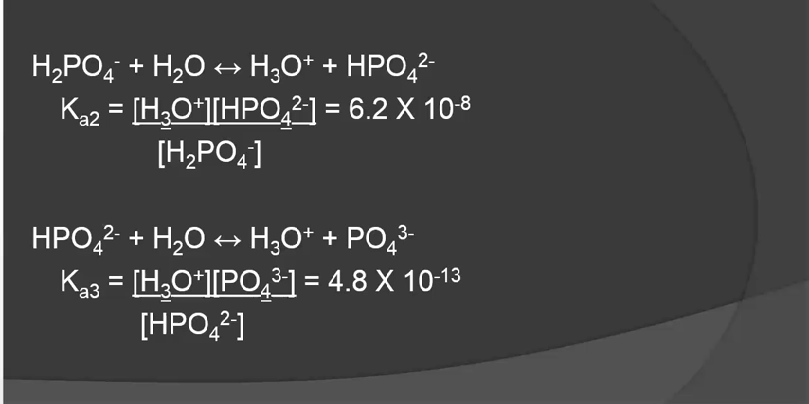H2PO4- can react with water to lose another hydrogen to become HPO4 2-, and then HPO4 2- can react with water to lose another hydrogen to become PO4 3-. And so there are 3 dissociations because there are 3 hydrogen atoms in H3PO4.